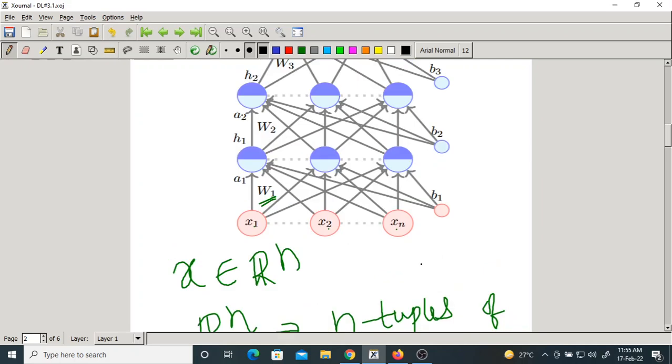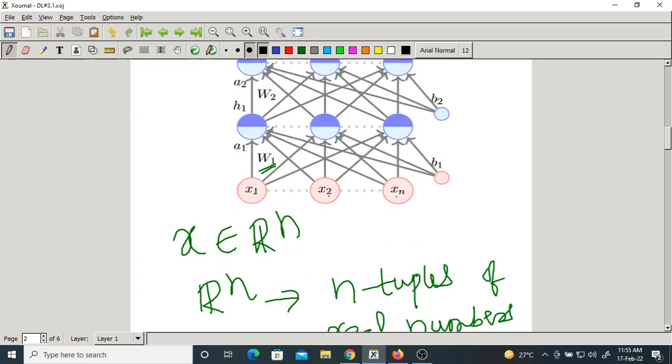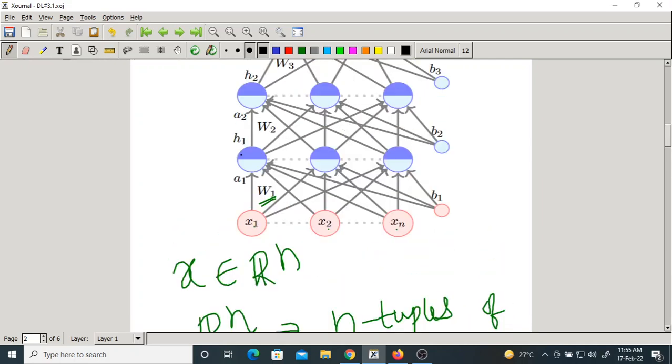What about W1? W1 belongs to R n cross n. You get a matrix. Why? Because x1 is connected to the first neuron, second neuron, and nth neuron. x2 is also connected to the first neuron, second neuron, and nth neuron. So like this you get a matrix form.